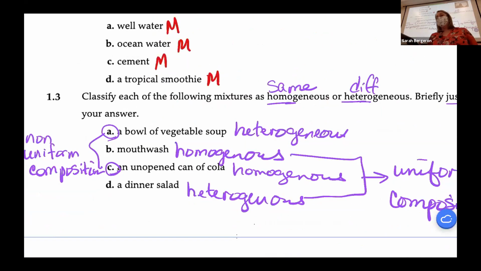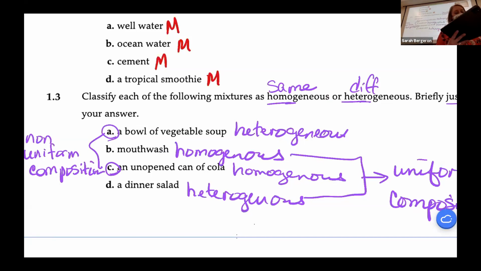We want to know if they're homogeneous or heterogeneous and why. A bowl of vegetable soup. God, this is making me hungry. What if somebody made you a bowl of vegetable soup and you're like, I really don't like mushrooms, why do they have to put mushrooms in there? Could you pick out the mushrooms? Absolutely, right? So you've got all kinds of different things. You could pick out individual things. That must be heterogeneous. Mouthwash. Homogeneous. If you go to take a swig of your mouthwash and you've got things floating inside of it, you've got problems. You should probably get a new bottle of mouthwash.